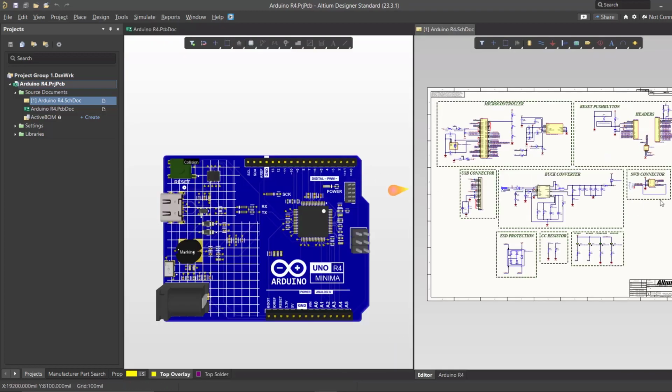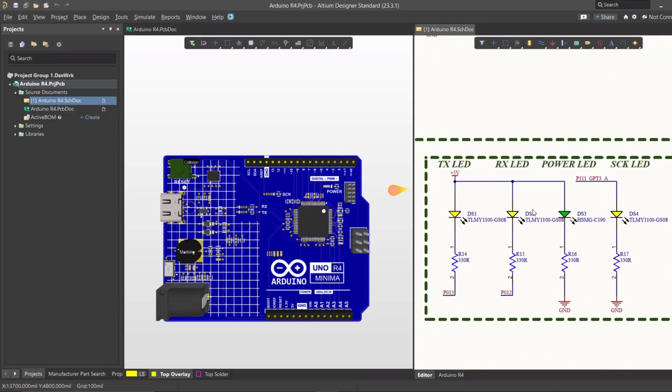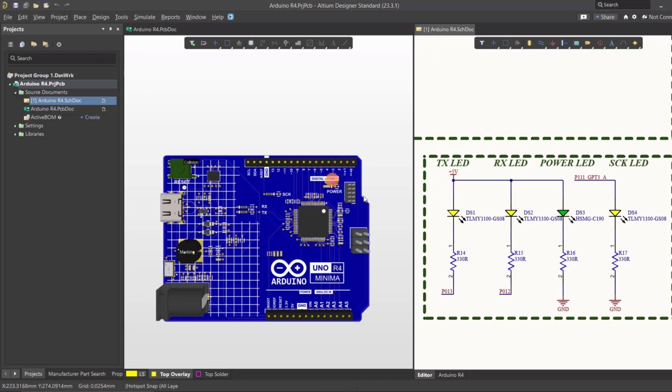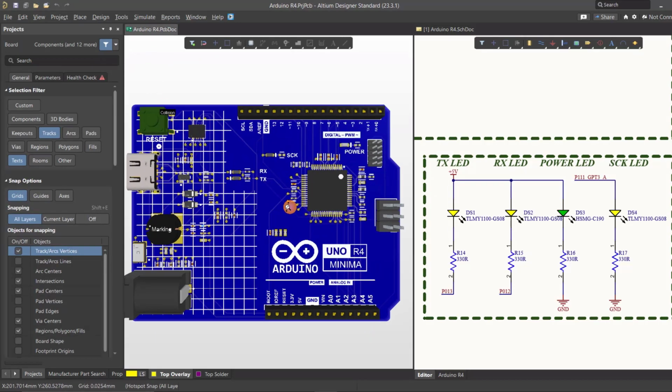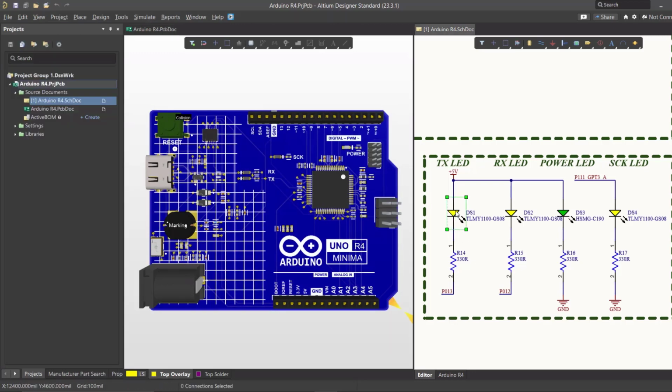Next, we go to the LEDs. The Arduino R4 Minima board is equipped with LEDs, or light emitting diodes. They serve as visual indicators. These LEDs are commonly used for various purposes in electronics. On the R4 Minima board, they are likely used for tasks like indicating power status, data transmission, or debugging. In this case, they are used for the TX, RX, power, and SCK LEDs.